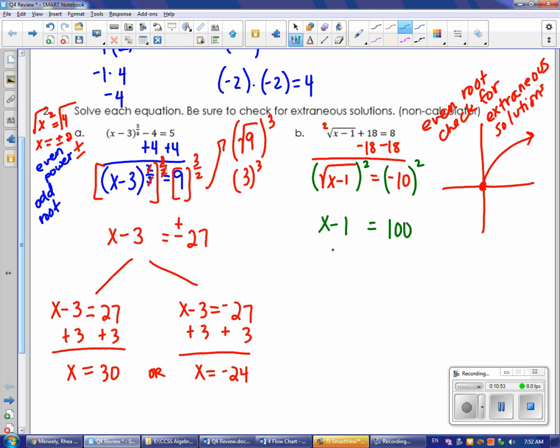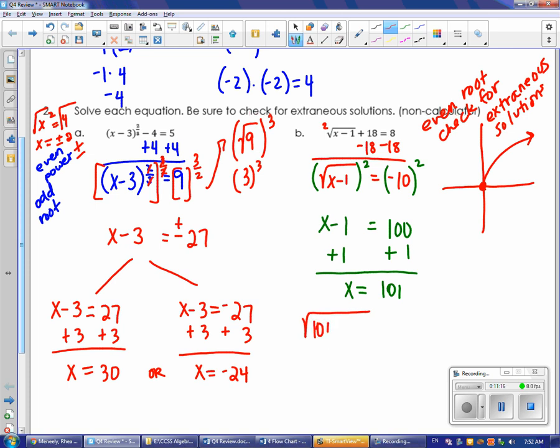Next thing I want to do is add 1, and that way I'm going to get x by itself. And I find that x is equal to 101. But I do need to check, since this was an even root, we said it's possible for there to be an extraneous solution. So this is where I'm going to actually go back to my original problem, and I'm going to plug the 101 in. So my original problem was the square root of x minus 1.